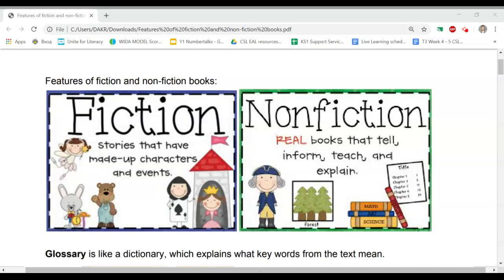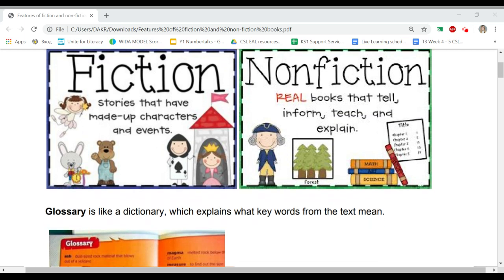Step number 2 is to look for the features of fiction and non-fiction books. Make sure that one book that you have is a fiction book, a story that has made up characters and events. It may be a fairy tale, for example. Another book should be a non-fiction book, a book that tells, informs, teaches, and explains different things.